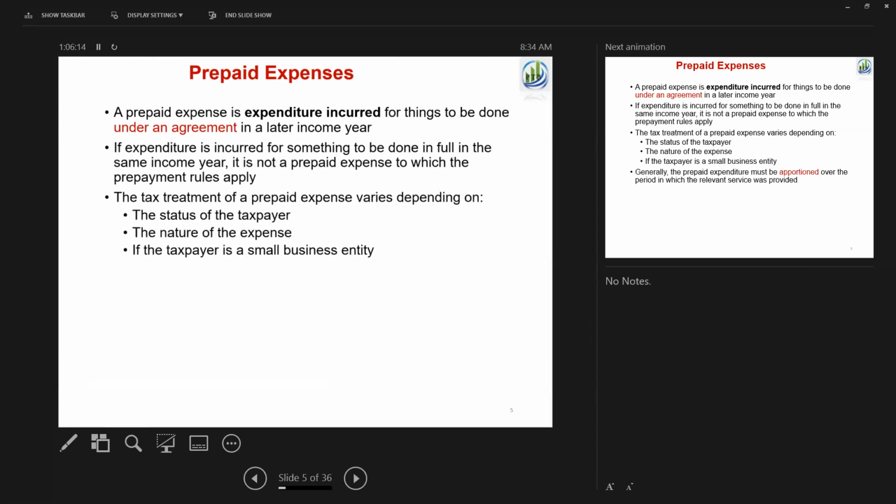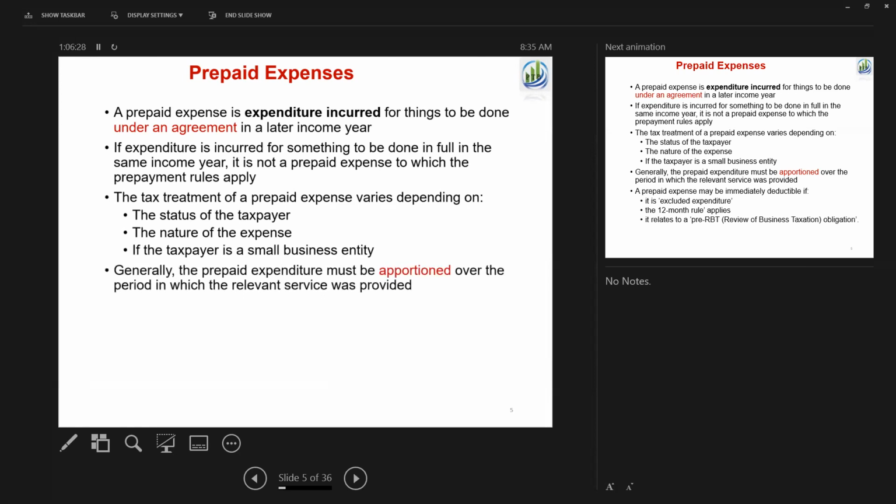The tax treatment for the prepaid rules depends on the taxpayer, whether he is an individual, a small business entity, or a bigger institution, what kind of expenses, and whether the taxpayer is a small entity or not. Generally, if you do not satisfy the prepaid rule, you calculate an apportionment, how much exactly you can claim for that period only. In our example, we can claim only half of that insurance, because you paid for 12 months, but 6 months belong to this tax period. So divide by 2 and take that.